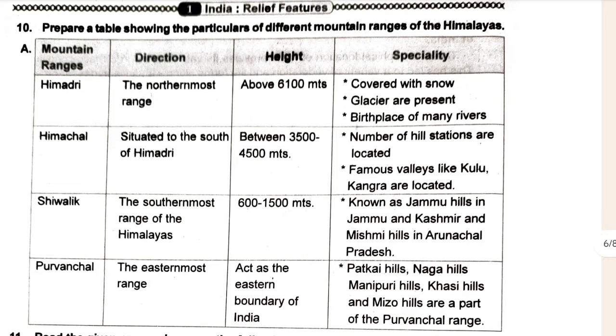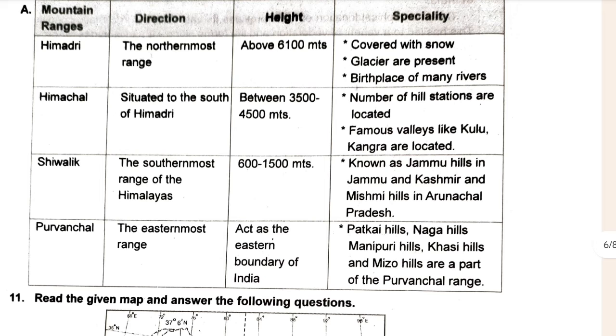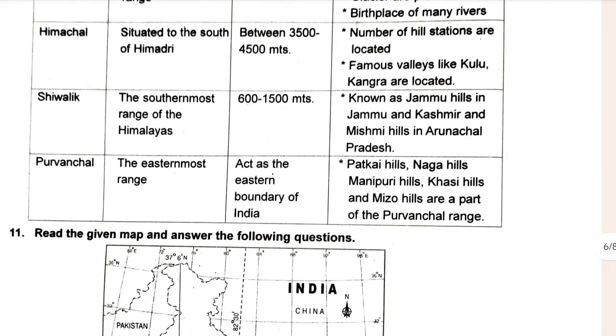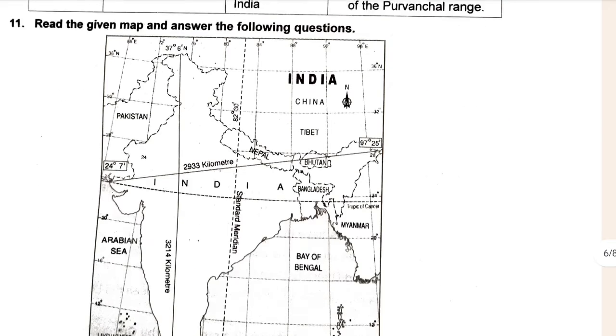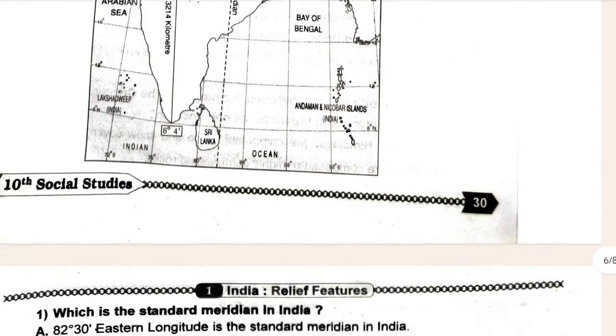Okay, so that's it. The 10th one: prepare a table showing the different mountains and ranges in the Himalayas. Actually, this is for revision; it will not come in the exam. Remember, this 10th question will not come in the exam, according to how much I have observed the paper. But for understanding purposes, you can read the map and answer the following. This is the map. You have to understand it.